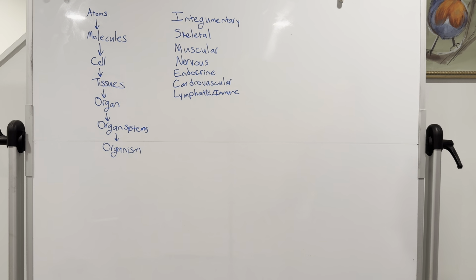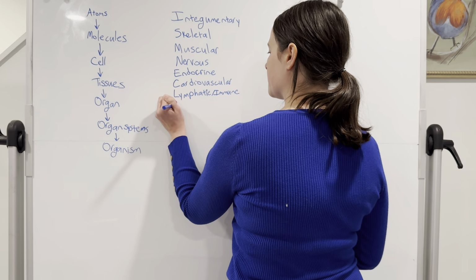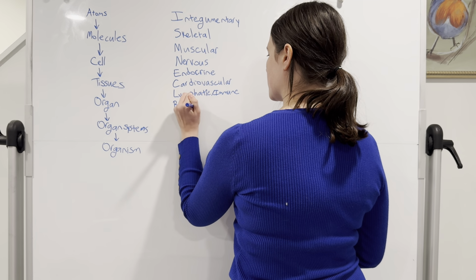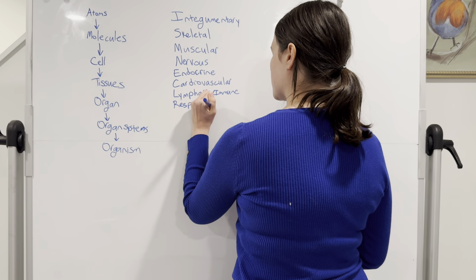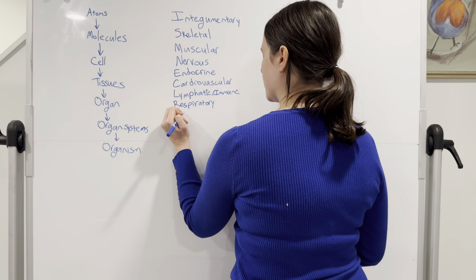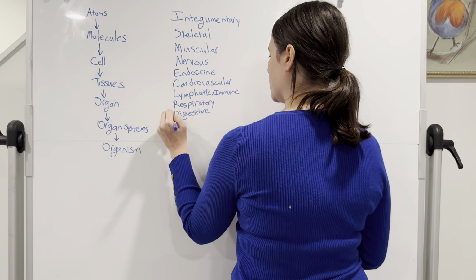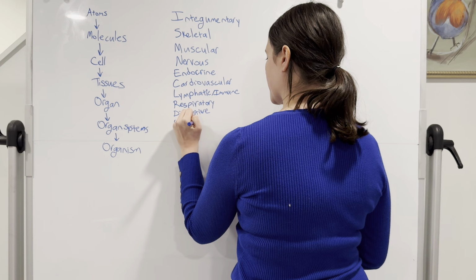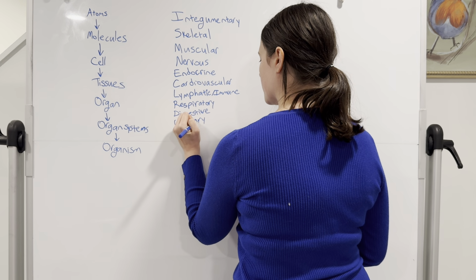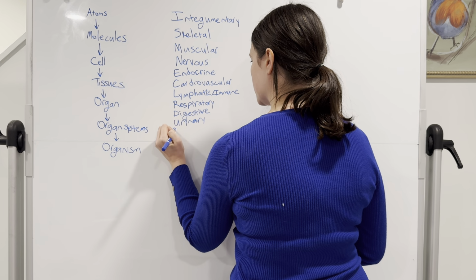Okay. Then we have respiratory system. Now let's write the rest of them down. Respiratory, digestive, urinary, reproductive.